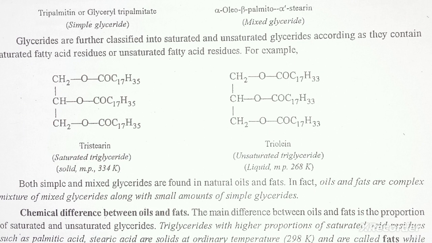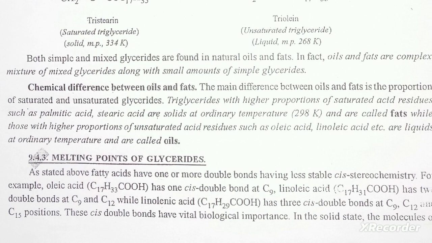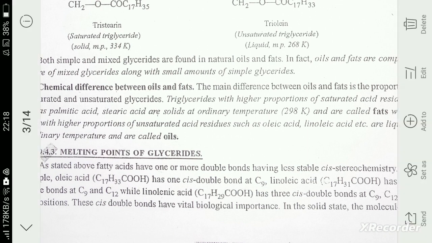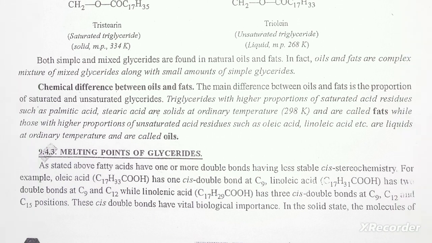Chemical difference between oils and fats. The main difference between oils and fats is the proportion of saturated and unsaturated glycerides. Triglycerides with higher proportion of saturated acid residues such as palmitic acid, stearic acid are solid at ordinary temperature, 298 Kelvin, and are called fats, while those with higher proportion of unsaturated acid residues such as oleic acid, linoleic acid are liquid at ordinary temperature and are called oils.